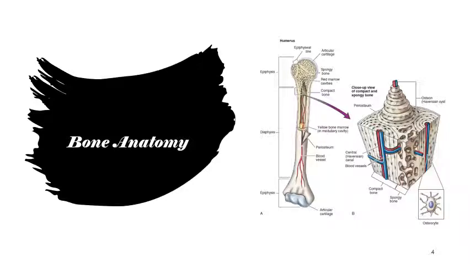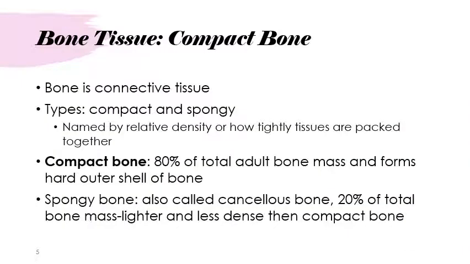But then we're going to dive into what's inside with the pictures that are on page 371. Here's an up-close look at the things about the compact bone that you need to make sure that you are aware of, as well as the spongy bone.